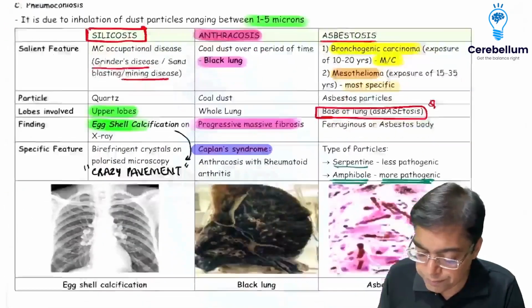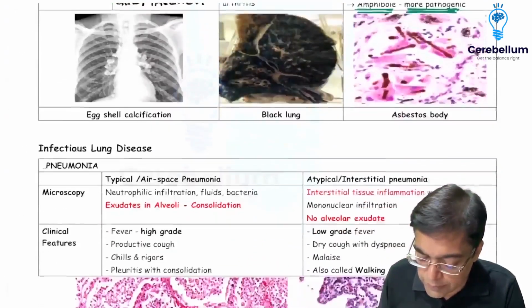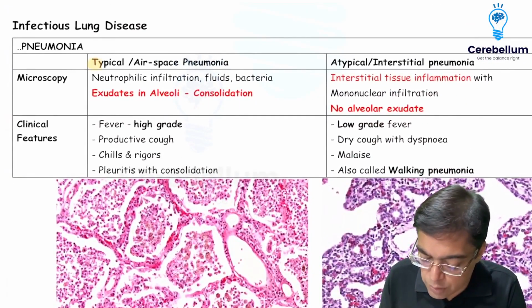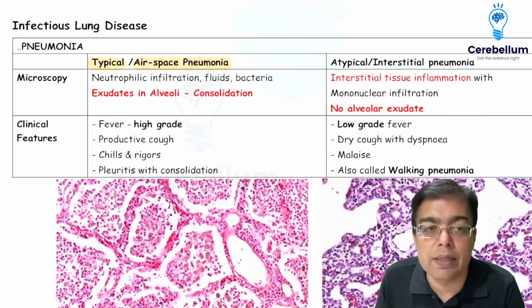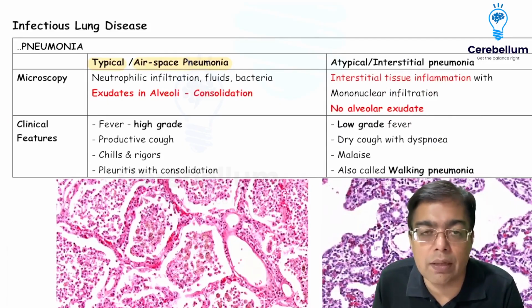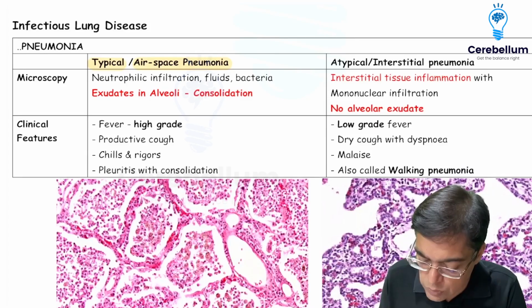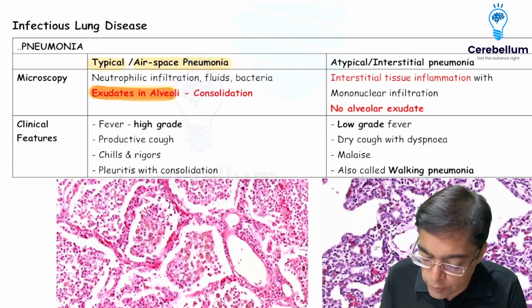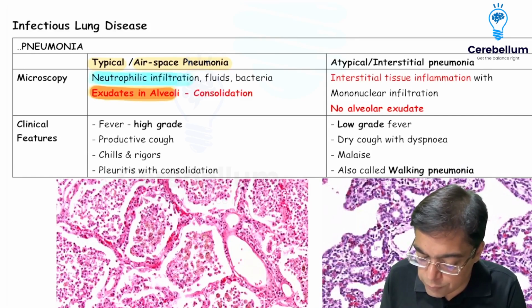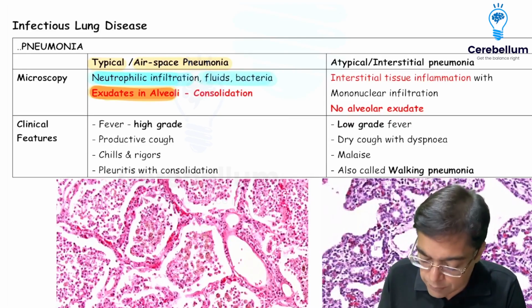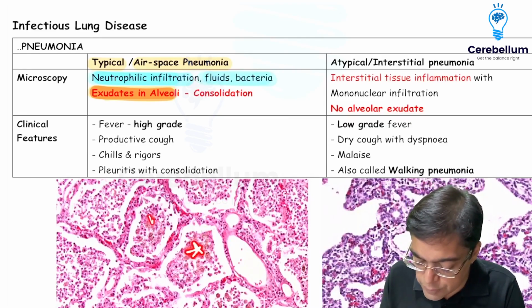The moment we are thinking in terms of infectious lung diseases, an important condition which comes to our mind is typical pneumonia, also called air-space pneumonia. This condition is characterized classically by infection caused by microorganisms, which are bacteria, and these bacteria are going to have the presence of alveolar exudate. The alveolar exudate is quite commonly accompanied by infiltration of neutrophils as well as the presence of fluid inside the alveoli, and this is something which can be appreciated microscopically as well.